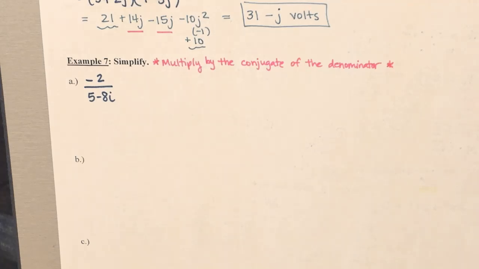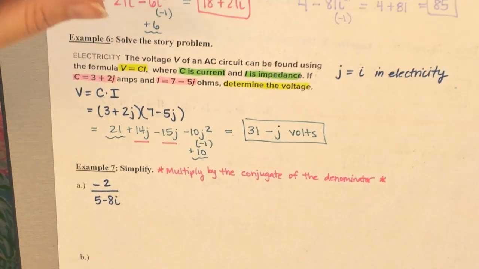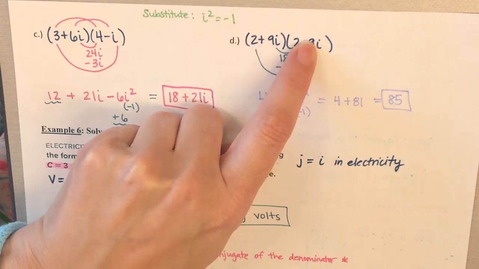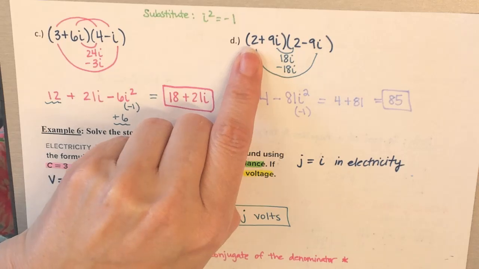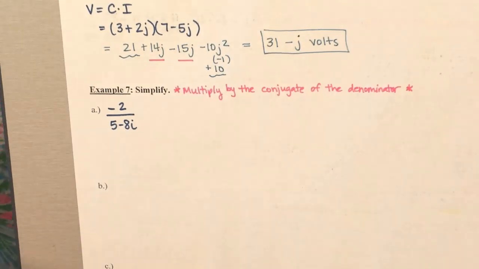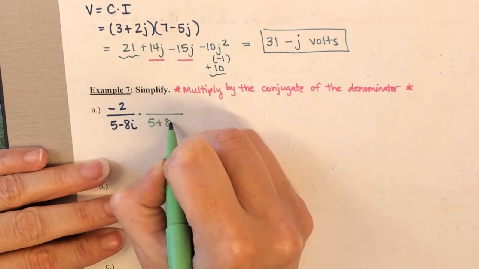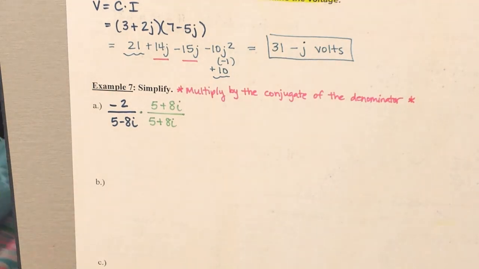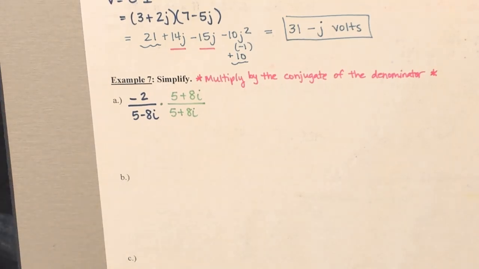Again, you want to get rid of the I. So if you're getting rid of your I value, you want it to just be a number. Remember earlier, we did this and we just got the number 85. These two values are conjugates. You see how they're the same number, but you have the opposite? Okay, so what you're going to do is you're going to multiply by the conjugate, and the middle number is going to become the opposite. So it's 5 plus 8i. Okay, so the conjugate is going to be the same values, but now we're going to multiply by the positive.